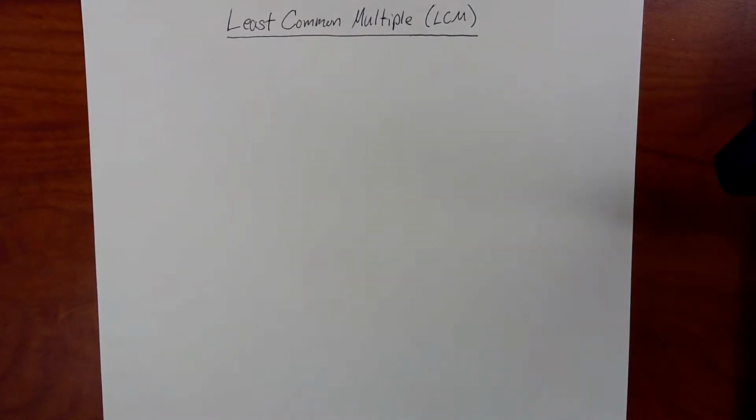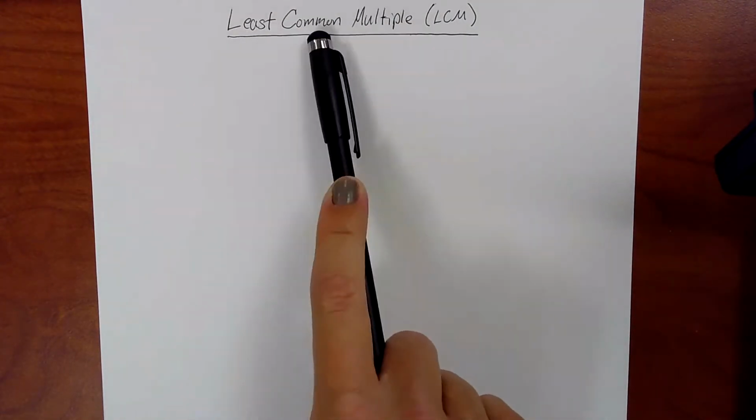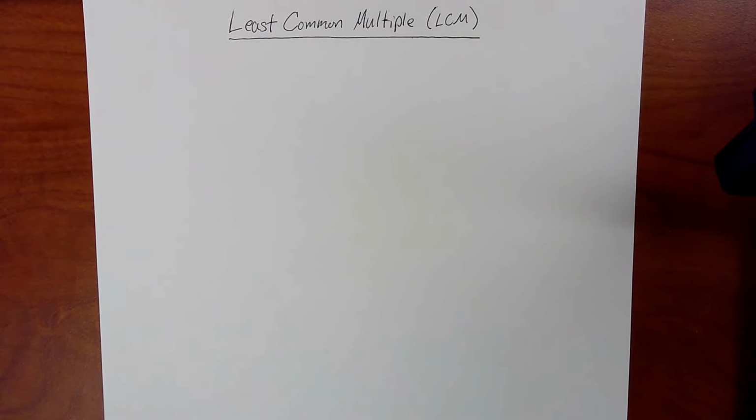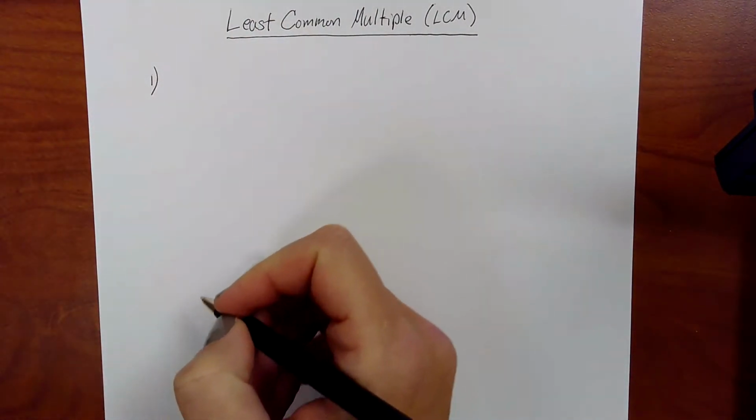Least common multiple. So think about those words. The smallest multiple that the numbers have in common. All right, so before we get there, let's just write down what a multiple is.